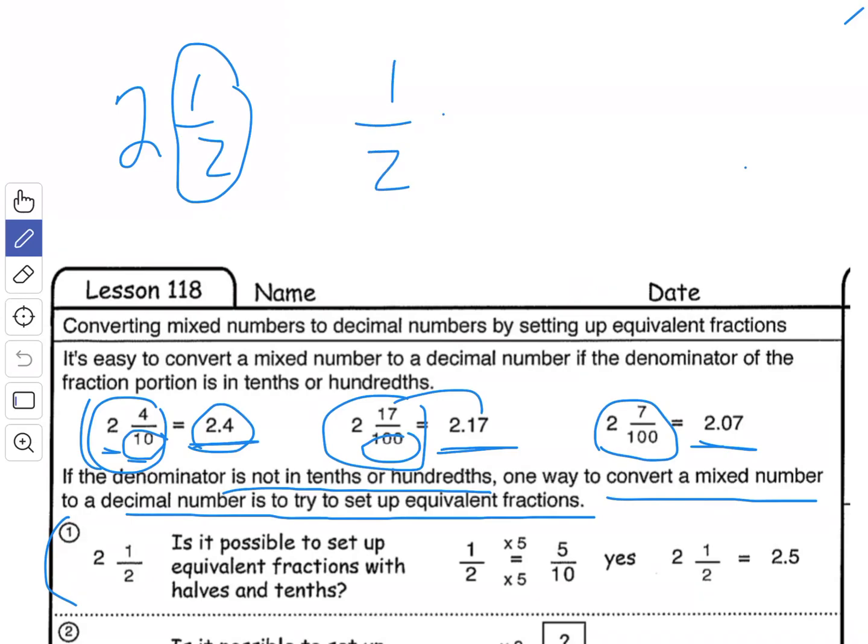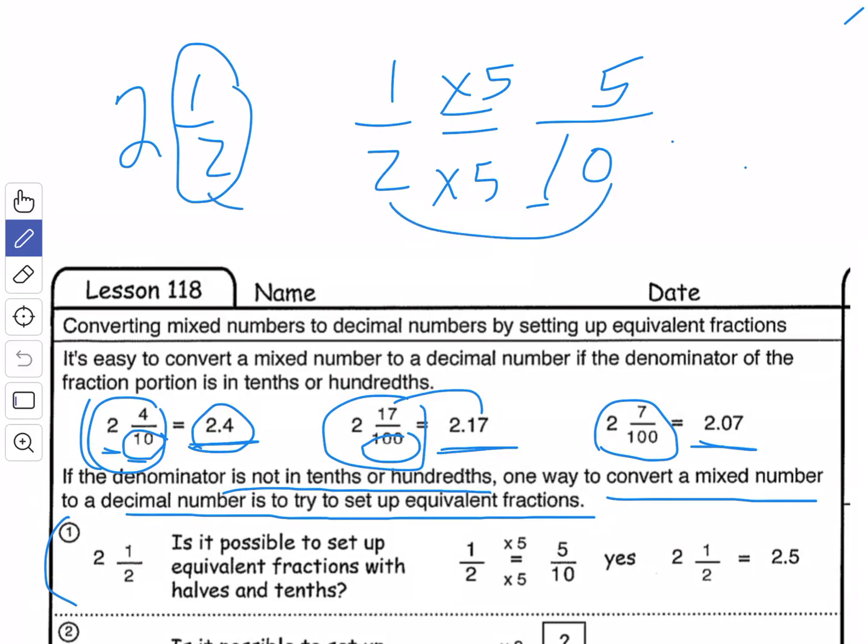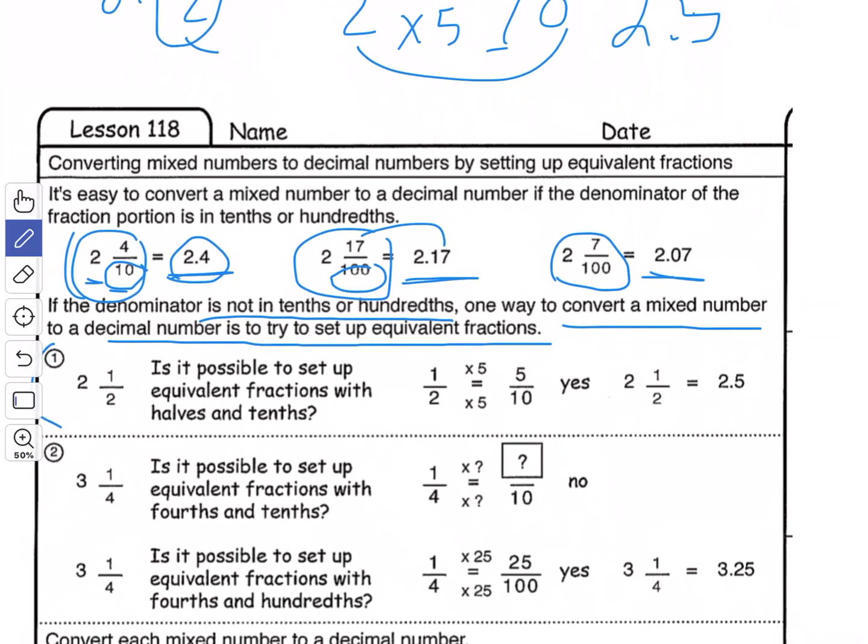I go like this: 1/2 equals something tenths. Oops, I didn't mean to write hundredths. Okay, let's back up on that part. Something tenths. Well, can I multiply 2 times a number to get 10? Yes, I can. 2 times 5 is 10. 1 times 5 is 5, so 1/2 is equal to 5 tenths, so therefore 2 and 1/2 is equal to 2.5, 2 and 5 tenths.